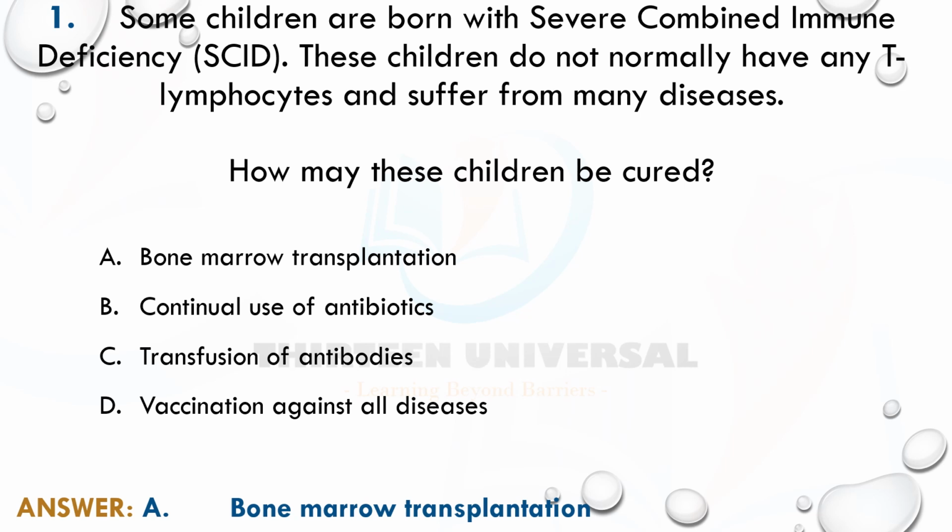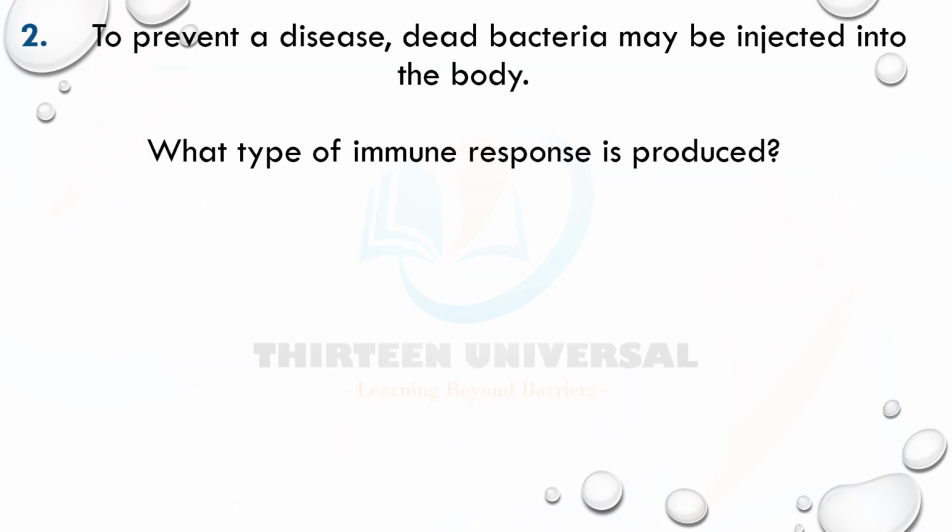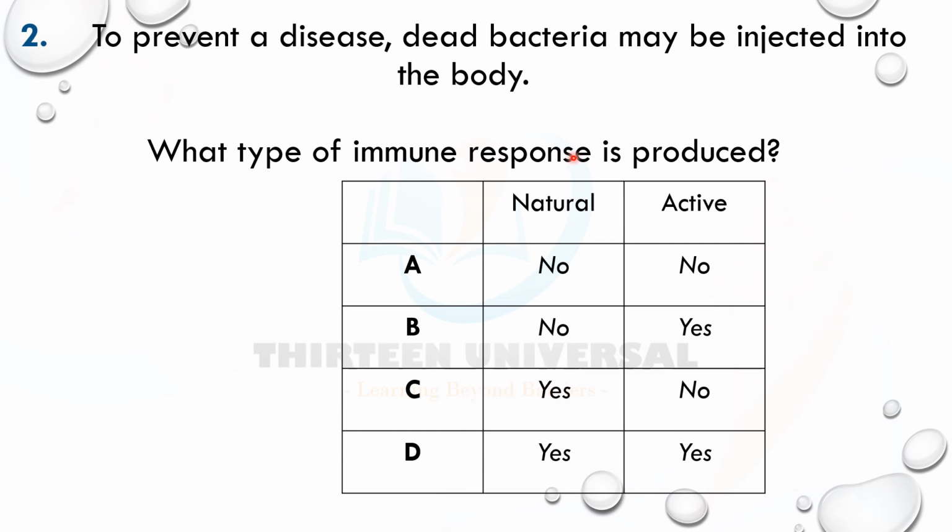All right, so let's go to number 2 quickly. To prevent a disease, dead bacteria, please don't put living bacteria into someone, it's dangerous, may be injected into the body. What type of immune response is produced? If you're injecting bacteria into the body, bacteria has antigens, so this is not natural, this is deliberate, it's artificial. So C and D are eliminated. We're on A and B.